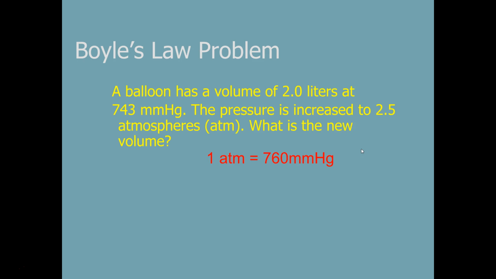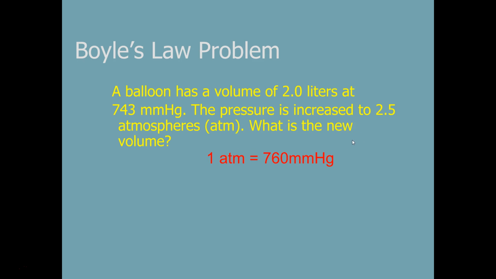If you have a balloon and it has a volume of 2 liters at 743 mmHg, this is millimeters of mercury, which is a measurement of air pressure. The pressure is increased to 2.5 atmospheres, or we can say ATM. So now we have two contrasting units for air pressure. So what's the new volume?